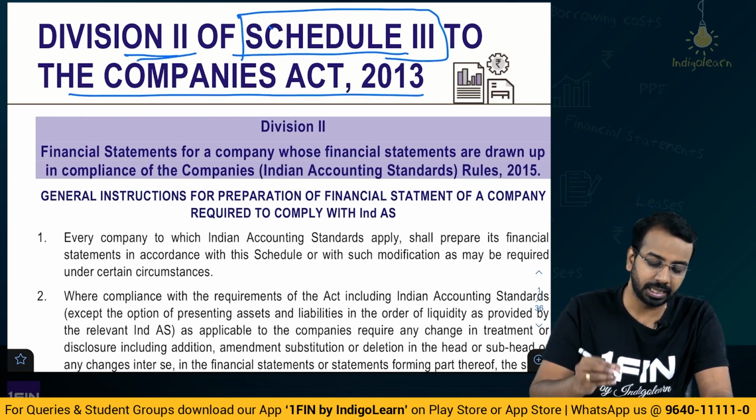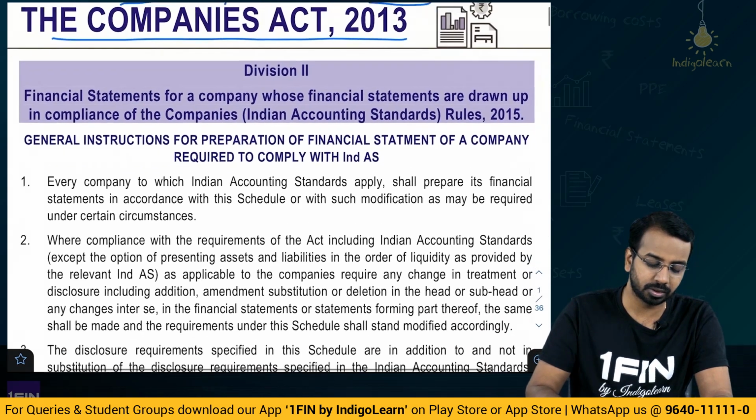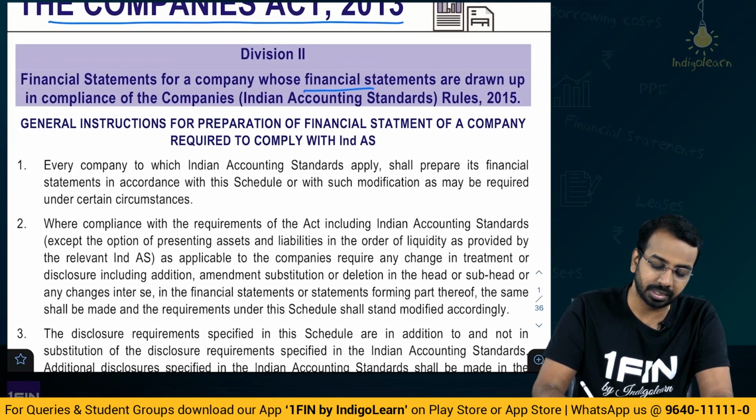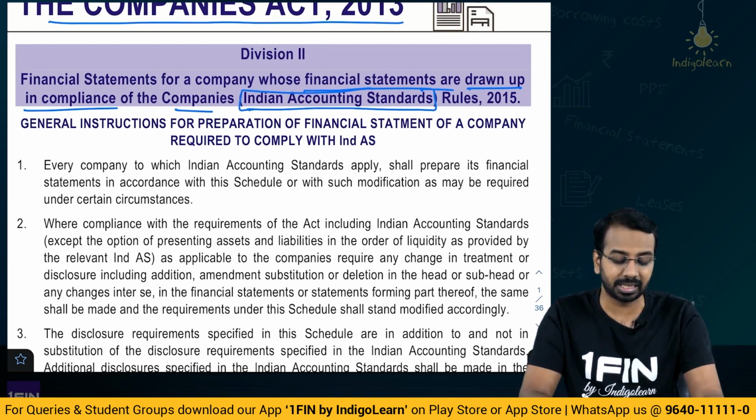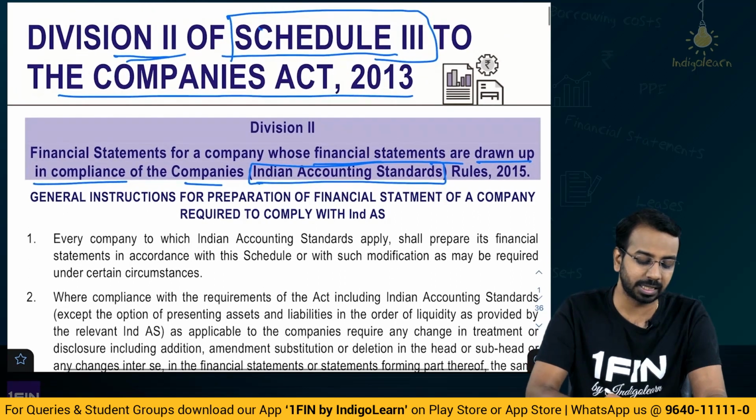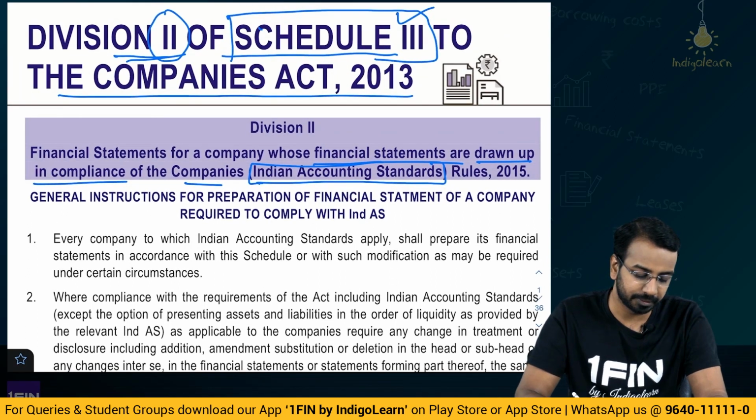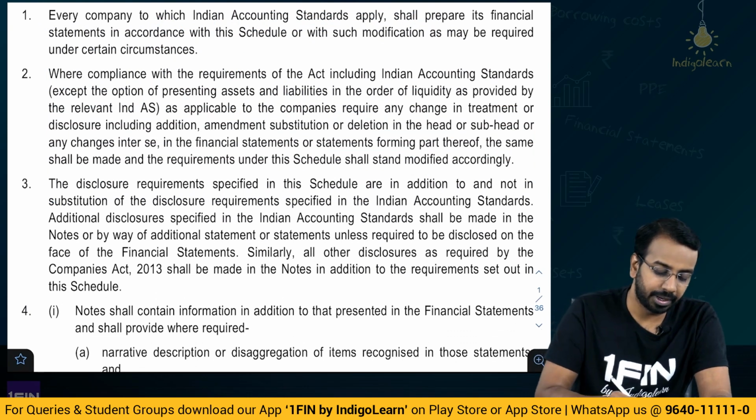Division 2 of Schedule 3 is required for those companies whose financial statements are drawn up in compliance with the Companies (Indian Accounting Standards) Rules. So whenever a company has to comply with Ind AS, they have to prepare the financial statements as per Division 2 of Schedule 3, right? Some specific things to keep in mind.